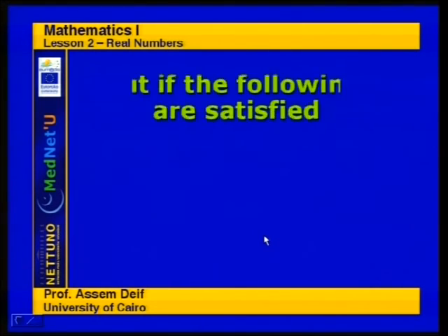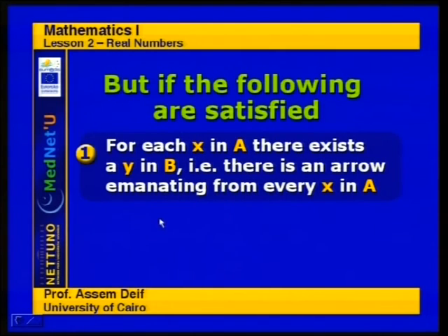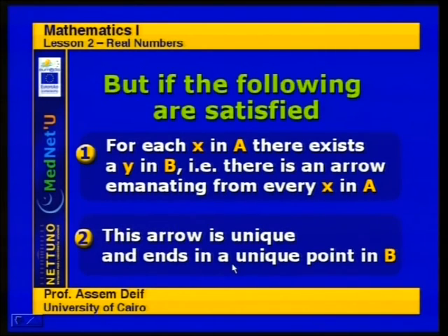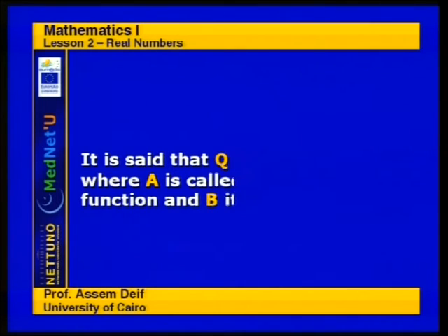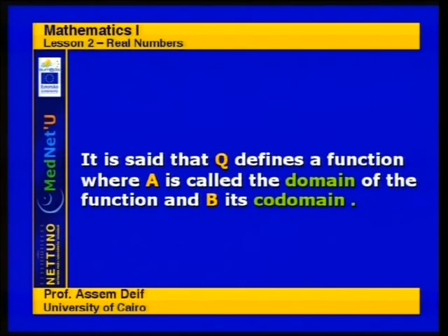So in fact, if the following is satisfied, and this is important: if for each x in A there exists y in B, and there is an arrow emanating from every x in A, and also if this arrow is unique and ends up at a unique point in B, then we say that Q defines a function. And the set A is called the domain of the function, while the set B is its codomain. In fact, this is the subject we're going to discuss in detail next time.